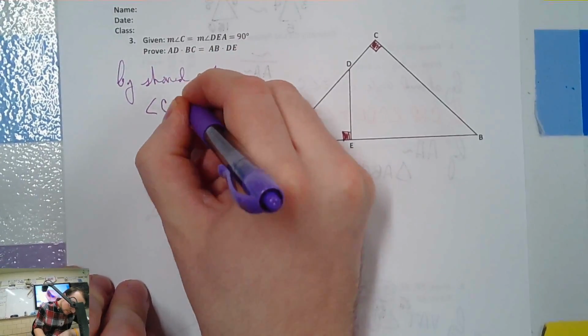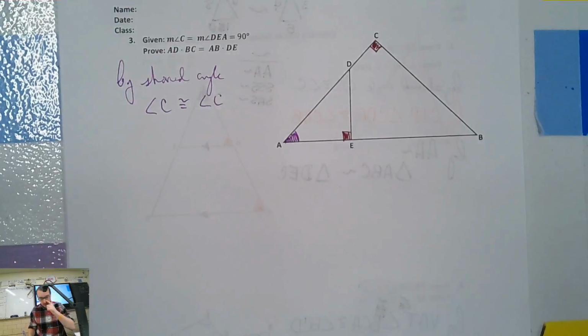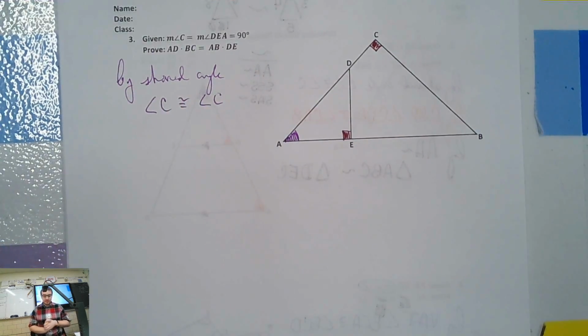Can you put SAT? Shared angle theorem? Nah, it's not a theorem. It's a postulate. We can't prove that if they overlap, they're the same. SAP, shared angle postulate, but we already have one for that: segment addition postulate, SAP. Shared angle postulate uses the same initials, so we don't do that. We just say shared angle, okay?